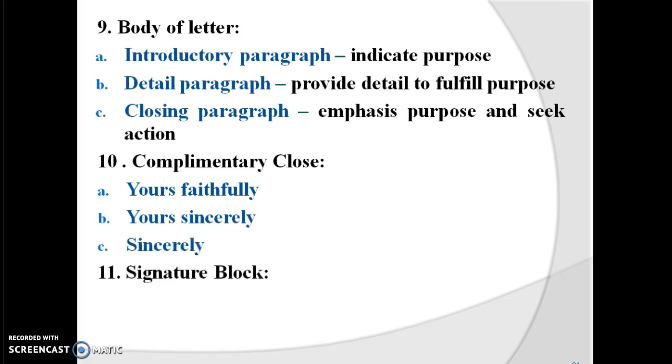Moving on, the next element is the signature block. After "yours faithfully," we add the signature block, which includes the signature of the sender, name of the sender, and designation of the sender. Alright, now moving on to the next element of a business letter, that is a postscript.